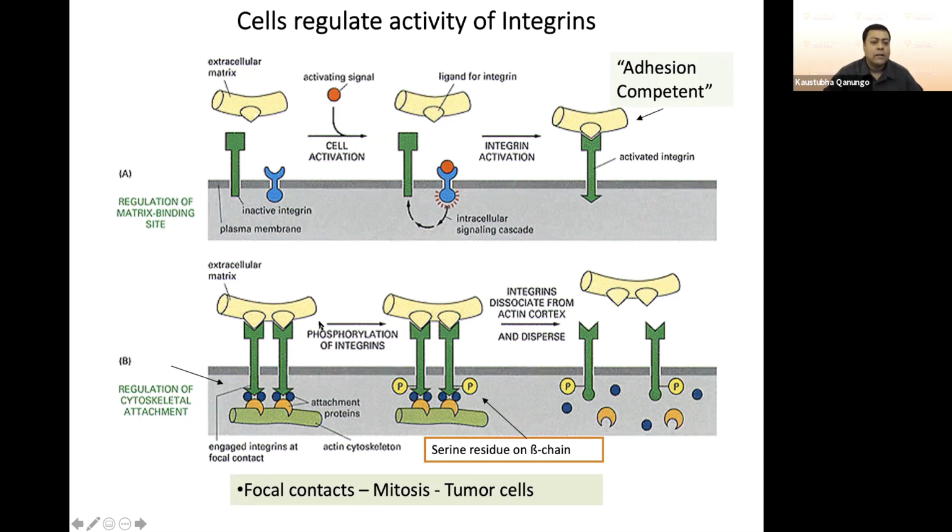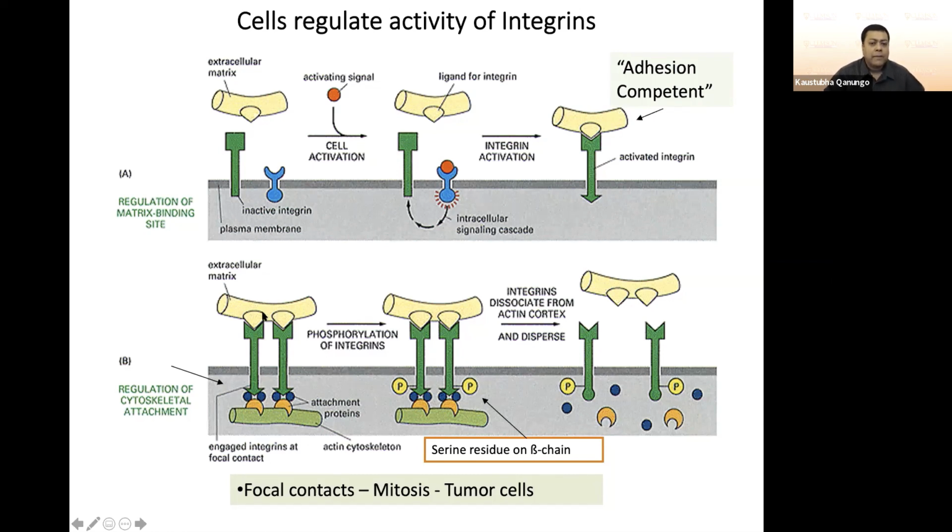On the other hand, you can also do this in a slightly different way. Here, what we are seeing is the deactivation of the integrin. Here you have the extracellular matrix, and the integrins are bound. Here you have the attachment proteins on the actin cytoskeleton, and these are your plaque proteins. And here you have perfect binding.